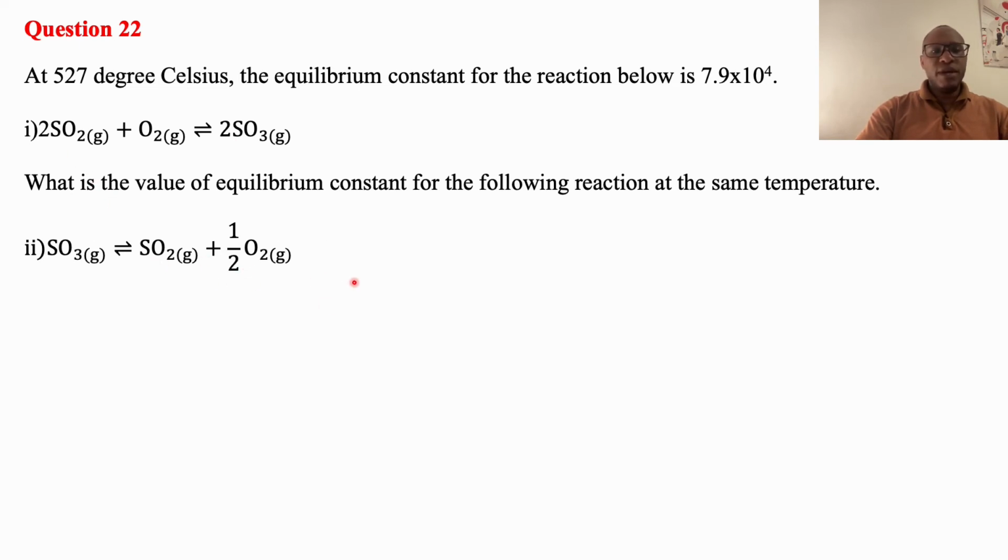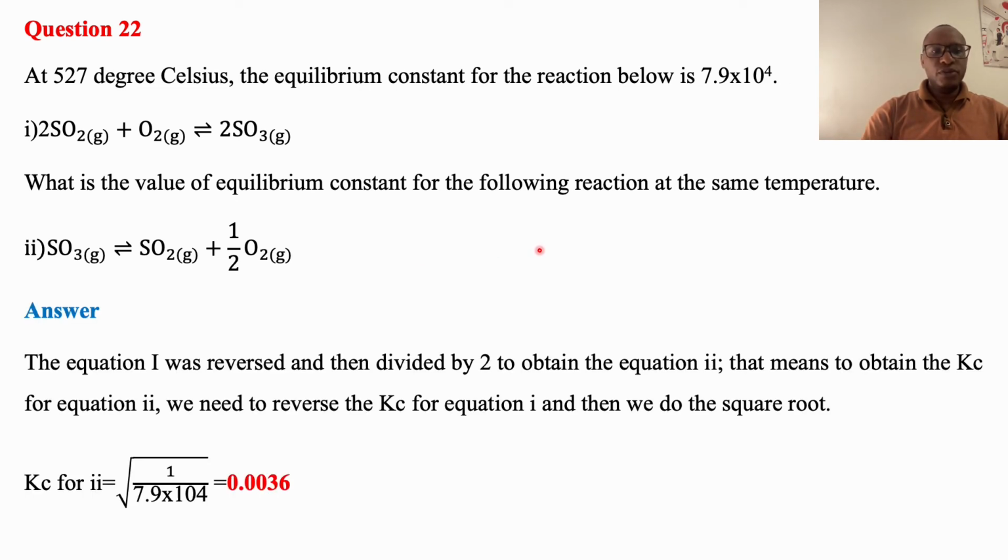That means we start by reversing. If we reverse the reaction, we invert the Kc. We start by inverting the Kc here. Then after inverting the Kc, because they have divided by 2, we do the square root. So that's what we are doing. We first invert the Kc because they have reversed the reaction, and then we do the square root because they have divided by 2. Then we will get Kc, which is equal to this value.